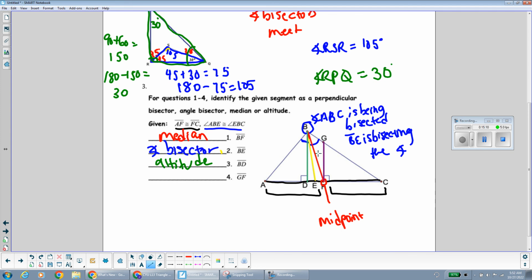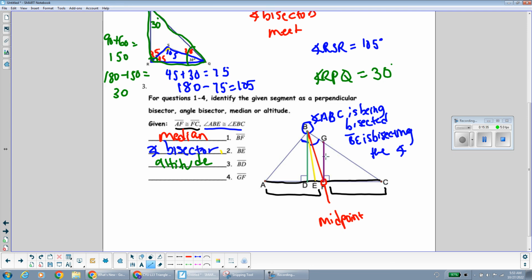So GF, I see the right angle where it meets the side of the triangle, so it's perpendicular to the side of the triangle. And remember, we also said how F was the midpoint of the side of the triangle because it's where it's being cut into two equal parts. So not only does the segment form a right angle, not only is it perpendicular, but it also passes through the midpoint. It also bisects the line segment.